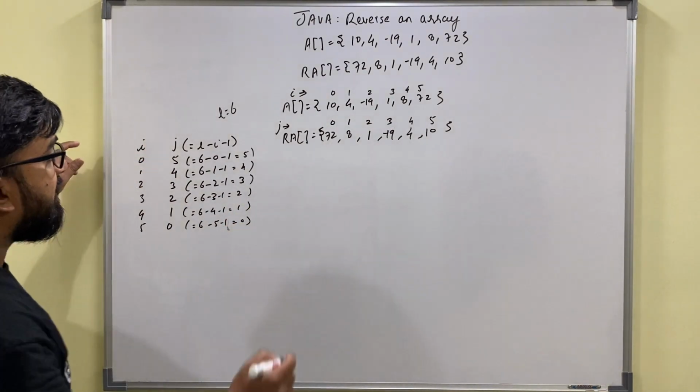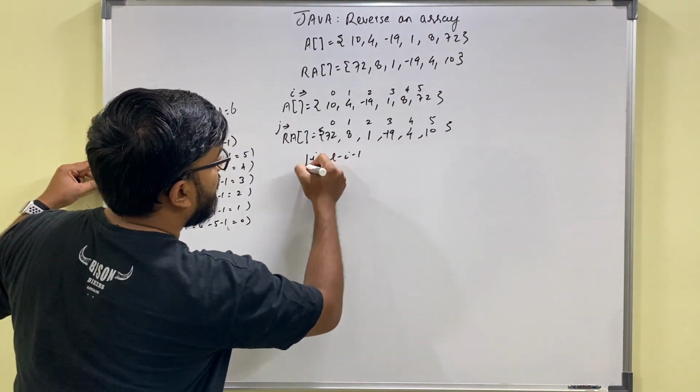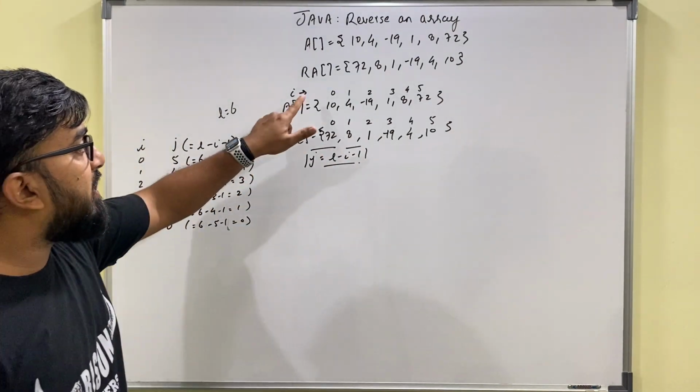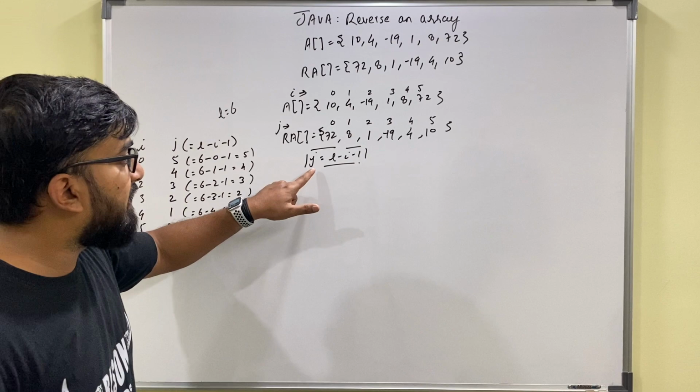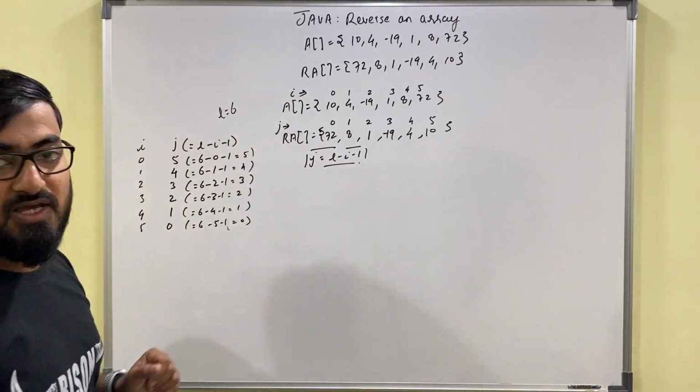So you can say j is equal to L minus i minus 1 for all values of i. The value at index i goes to index j, and you can get j by using this formula, putting in the value of i, where L is the length of the array.